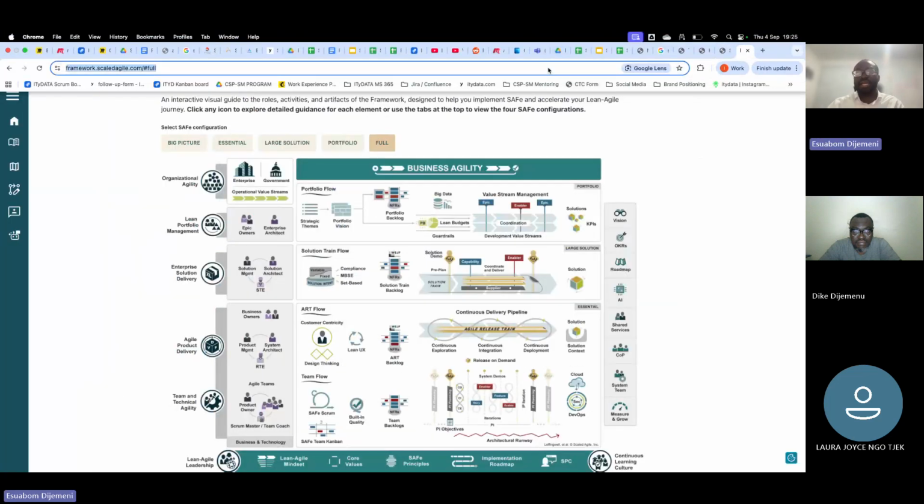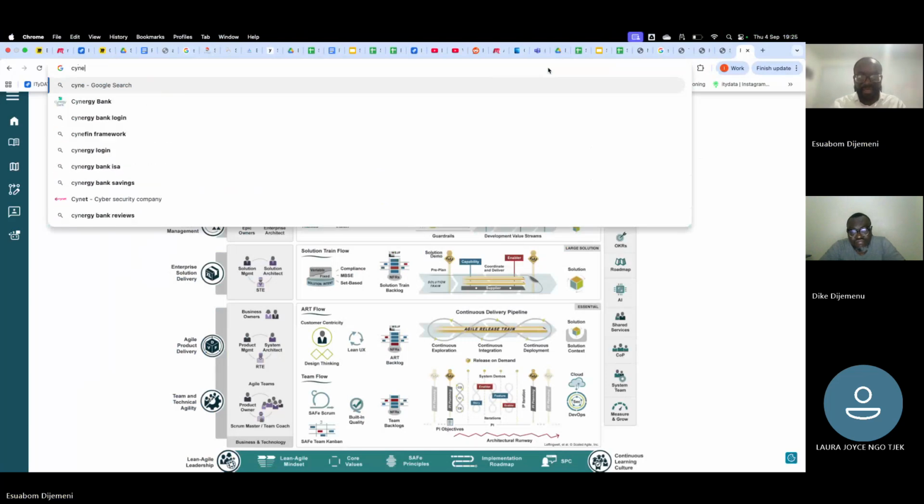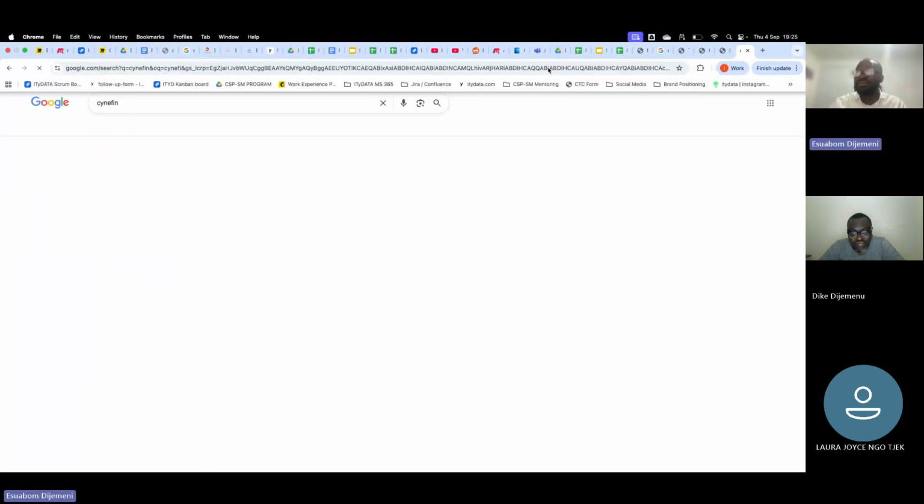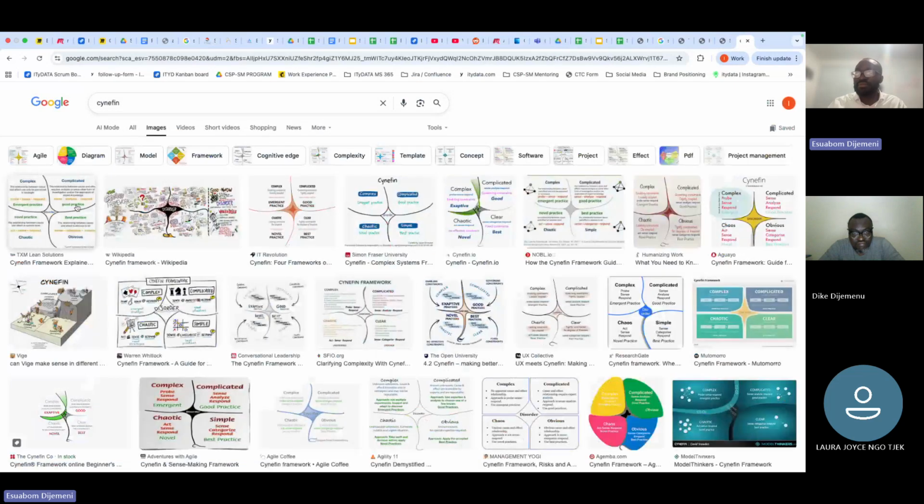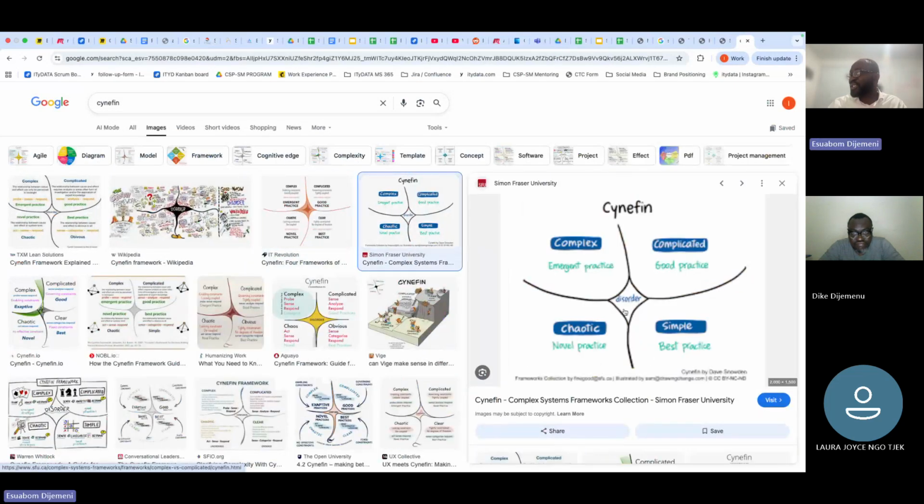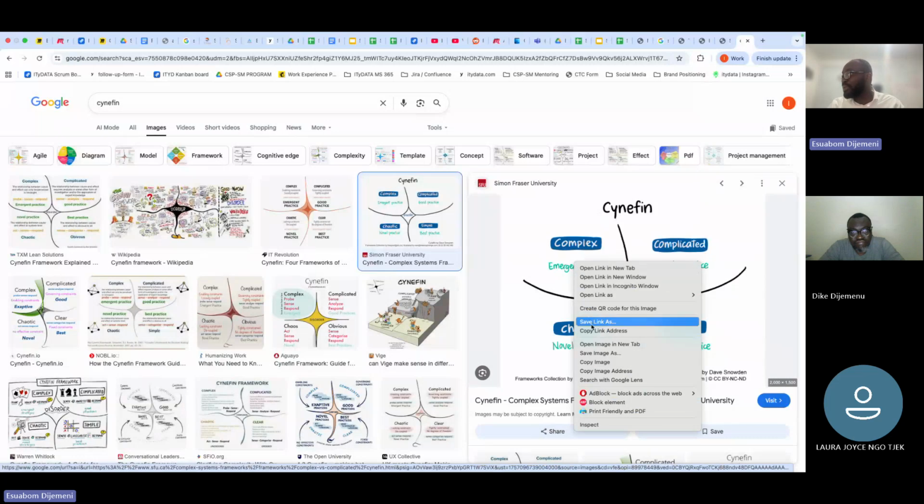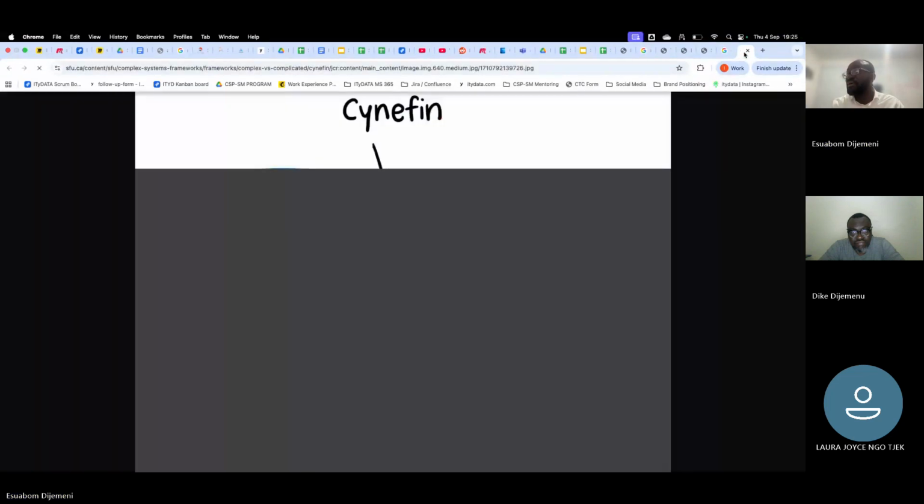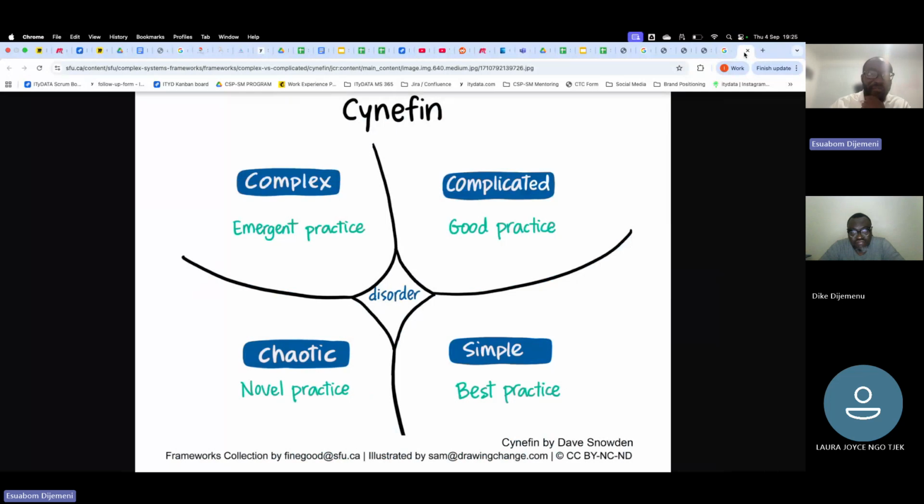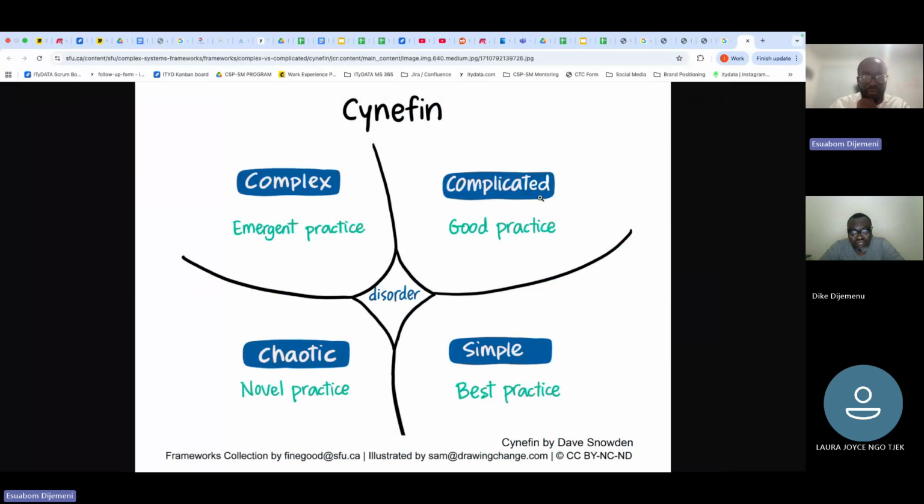Now, let me show you something. And this is the Cynefin framework for complexity. There are different types of problems. Let me show you a simple diagram. Oh, this is too small. Open image in new tab. Yeah, okay, this is big. We have different types of problems. You have a simple problem, you have a complicated problem, you have a complex problem, and you have a chaotic problem. Right? Let's go back to our definition.